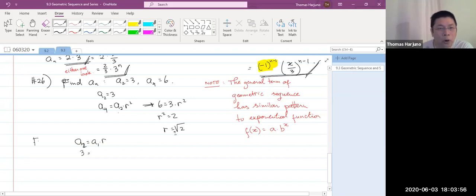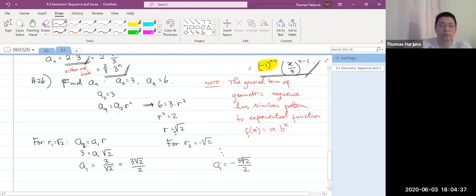Okay, so for r equals radical 2, then 3 equals a sub 1 times radical 2. The first term is 3 over radical 2, or 3 radical 2 over 2. Now, however, if we pick the negative branch for that r, which is negative radical 2, you will see that the first term is indeed negative 3 radical 2 over 2.